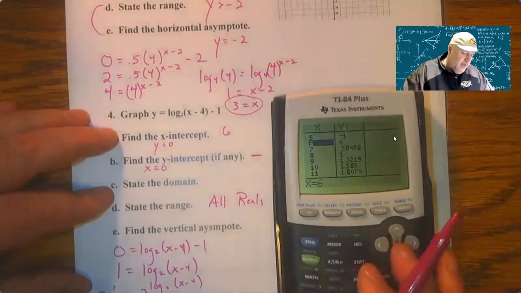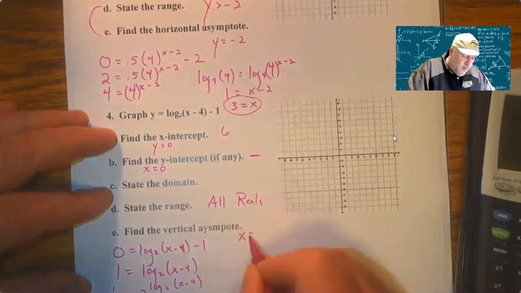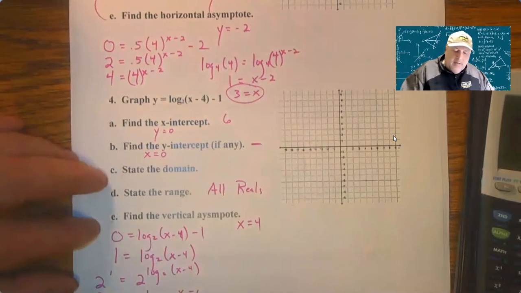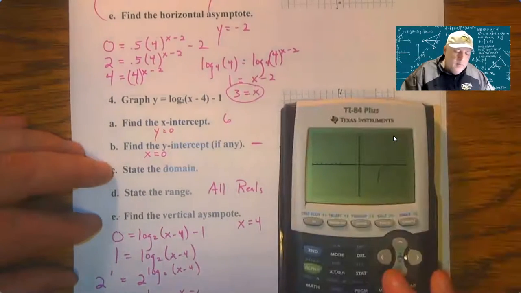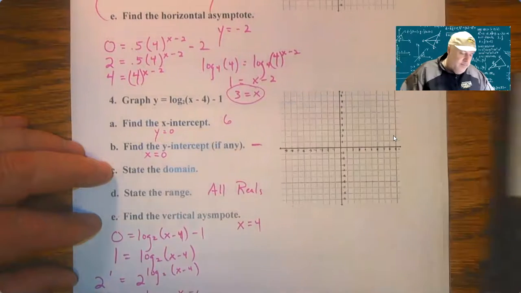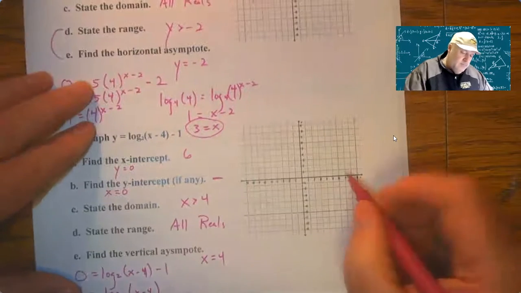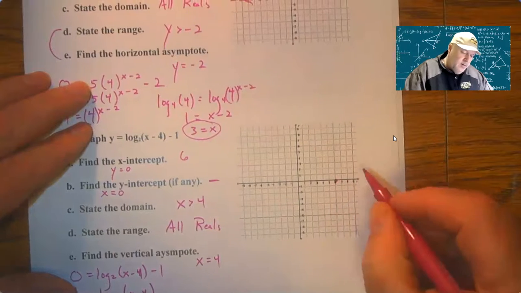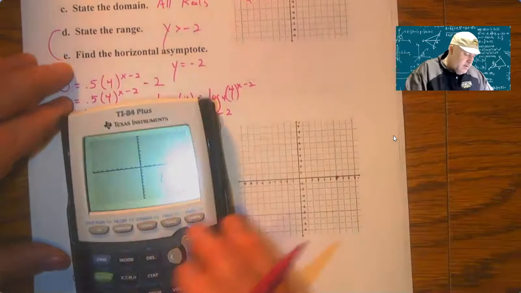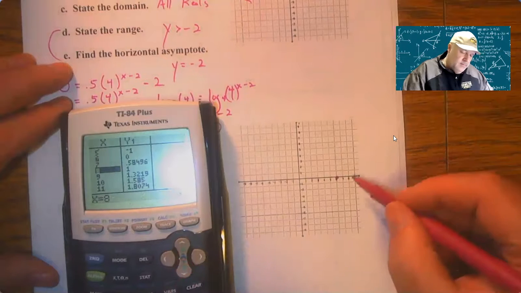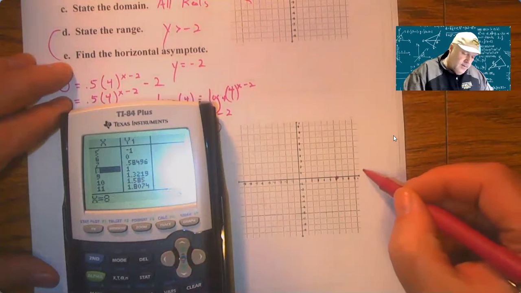Okay, so domain, vertical asymptote is going to be 4. Set this equal to 0, the x minus 4. And then just look at, is it to the right of it or left of it? It's to the right of it. All right, so we're ready to go. Maybe just another point to the right of 4. 8, 1, about right there.